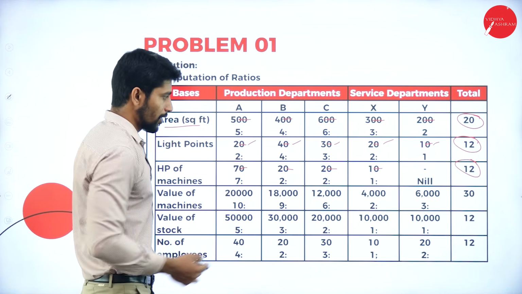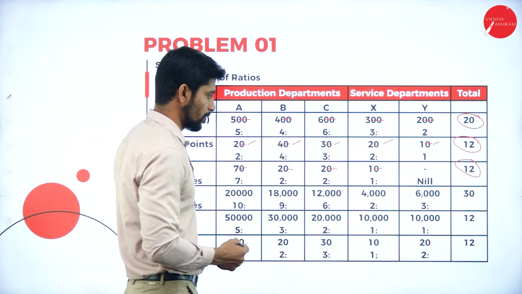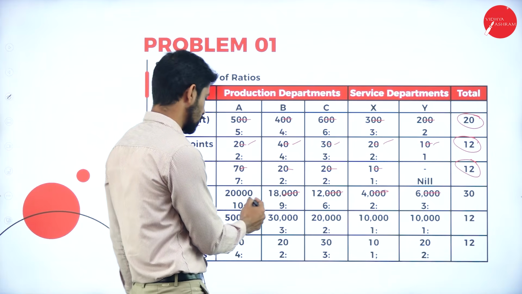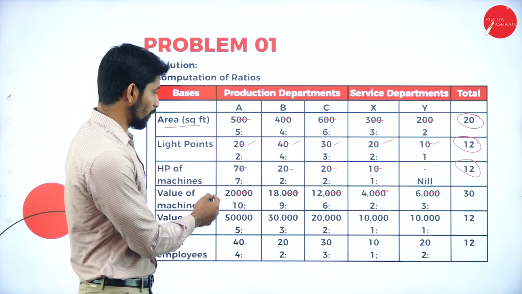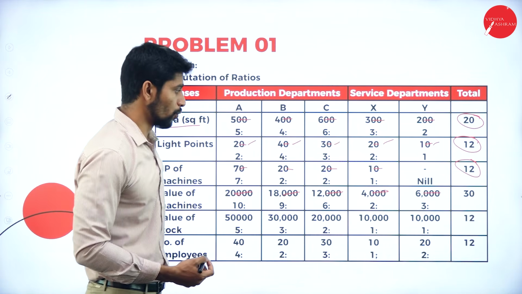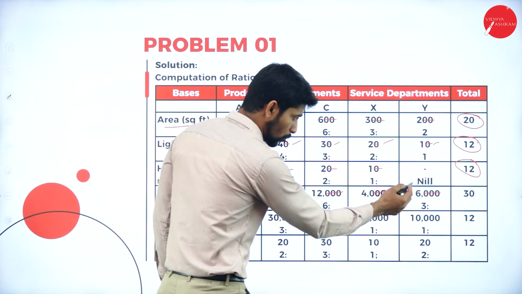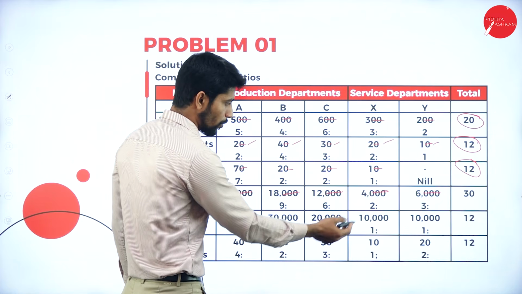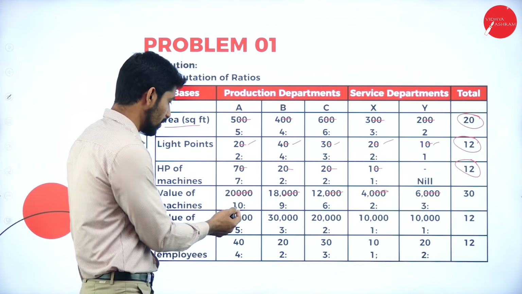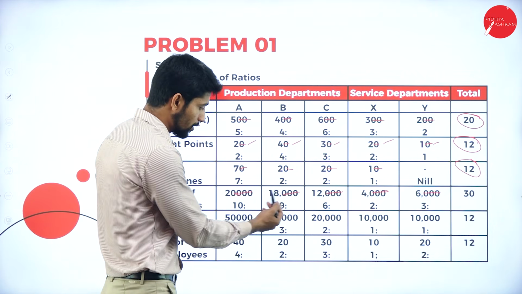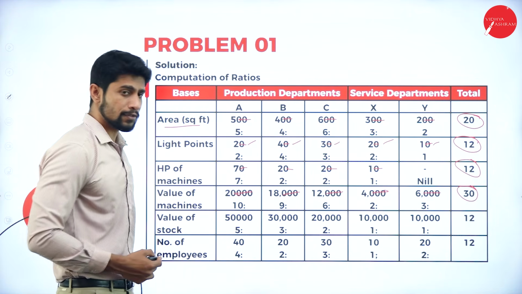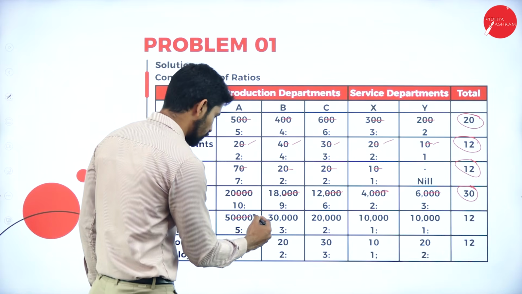Next, value of machines: 20,000, 18,000, 12,000, 4,000, 6,000. Cancel these 3 zeros. Still you will get 20:18:12:4:6. If you divide it by 2, you will get the ratio. 2 3s are 6, so 3; 2 2s are 4, so 2; 2 6s are 12; 2 9s are 18 and 2 10s are 20. So the ratio is 10:9:6:2:3. Total 30. Next, value of stock. Again here cancel these 4 zeros.